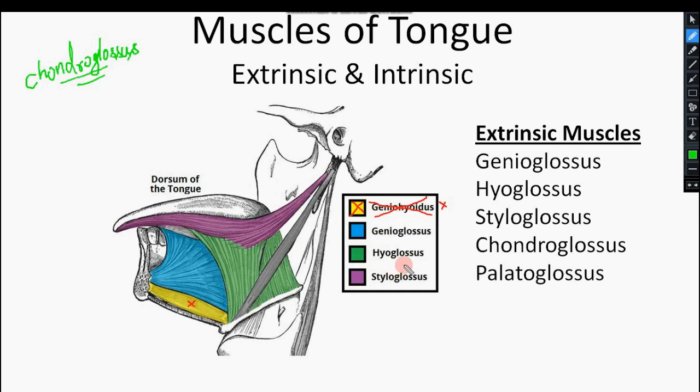Before this, as you are already aware, the hyoglossus arises from the body of the hyoid bone and the greater cornu of the hyoid bone, and is inserted at the side of the tongue. Clear? So the chondroglossus actually arises from this hyoglossus only. What happened? Some fibers of the hyoglossus arise from here, from the lesser cornu.